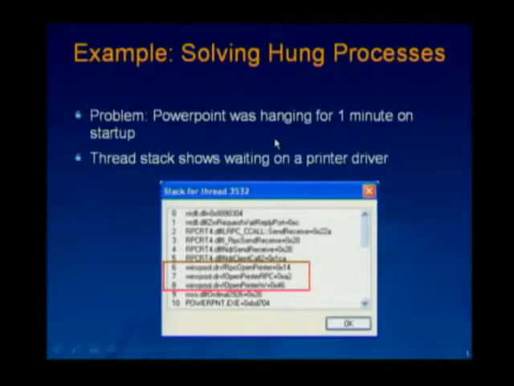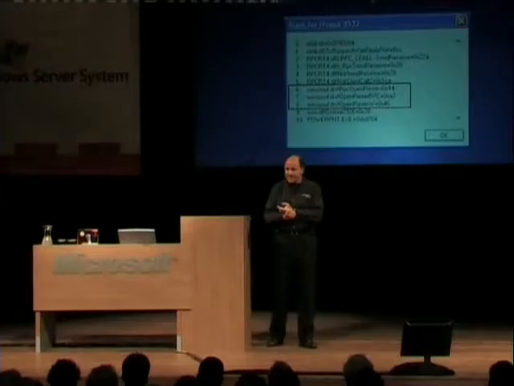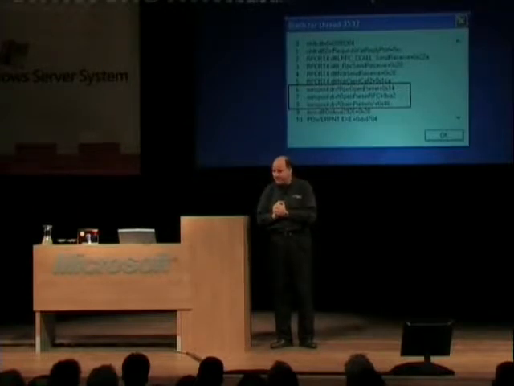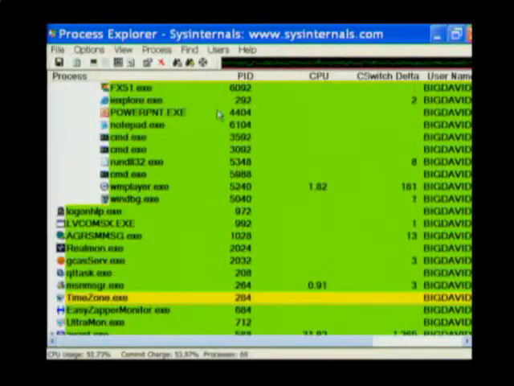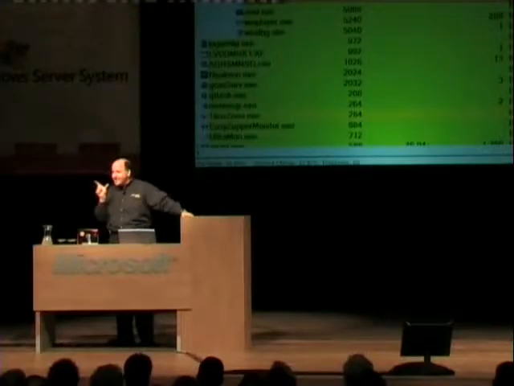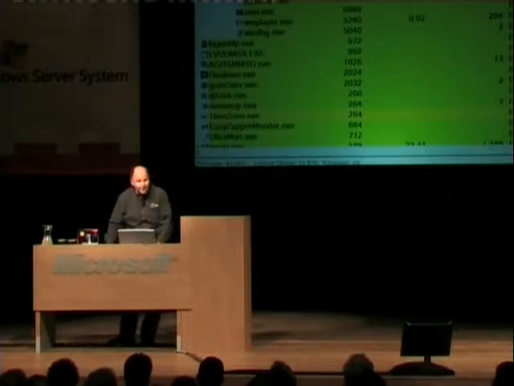Here's a neat example where Mark actually solved a problem on his desktop looking at the call stack of the main thread in PowerPoint. The symptom that Mark had was he double-clicked on a PowerPoint file. 60 seconds later, PowerPoint appeared and everything worked fine. So he wanted to find out what was going on during this 60-second delay. Now, using Process Explorer, when he double-clicked on the PowerPoint file, he saw PowerPoint.exe appear in the process list. So he knew instantly the process was being created, but the window didn't appear until 60 seconds later. So during that 60-second interval, he went and looked at the threads in PowerPoint.